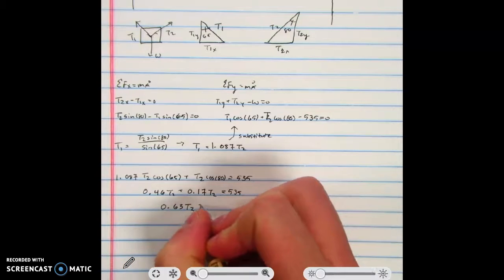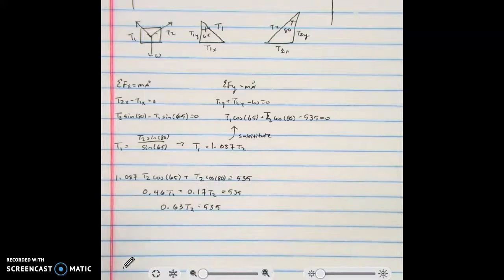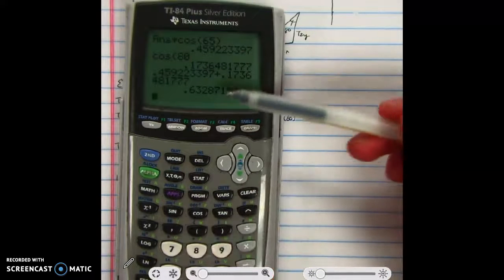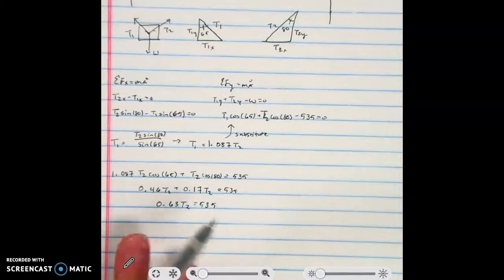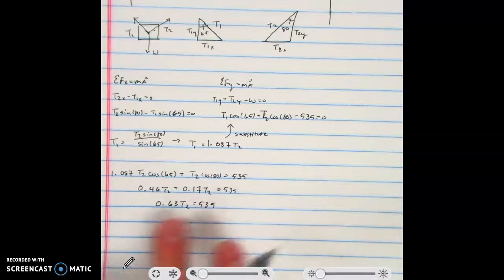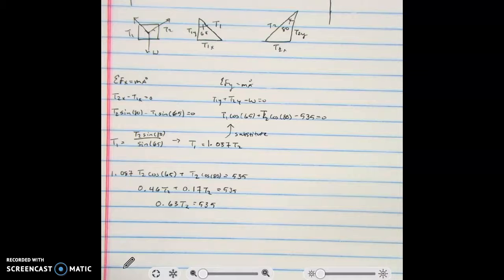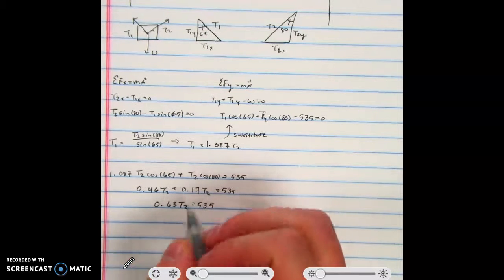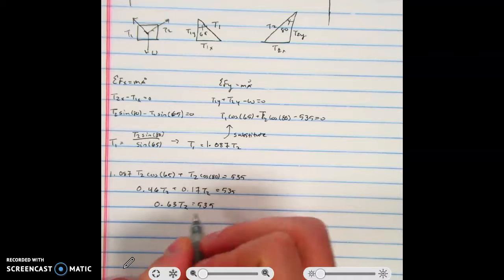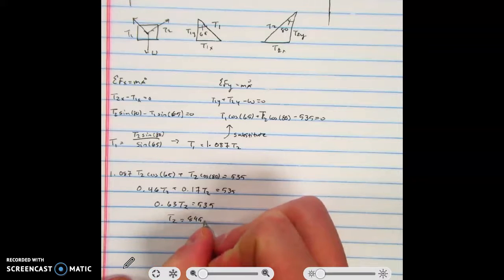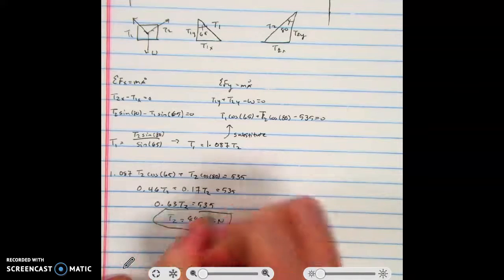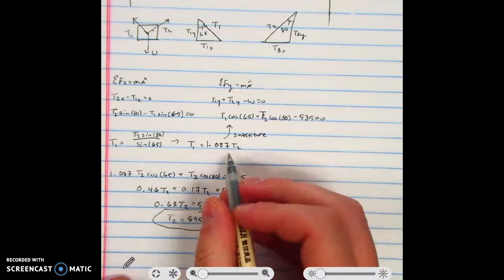And I get 0.63 T2 equals 535. Now please remember, when I do these, I am using the full numbers. I know I'm rounding them on my paper, but I use the exact numbers as long as I possibly can. So if your numbers are a little off, it is because of that reason. Try your best to always use exact numbers until the very end when we do the full rounding. So basically divide both sides by the 0.63 number. I get T2 is equal to 845.35 newtons.